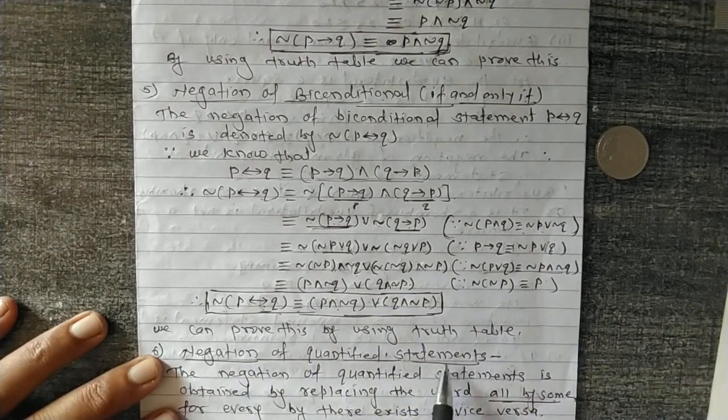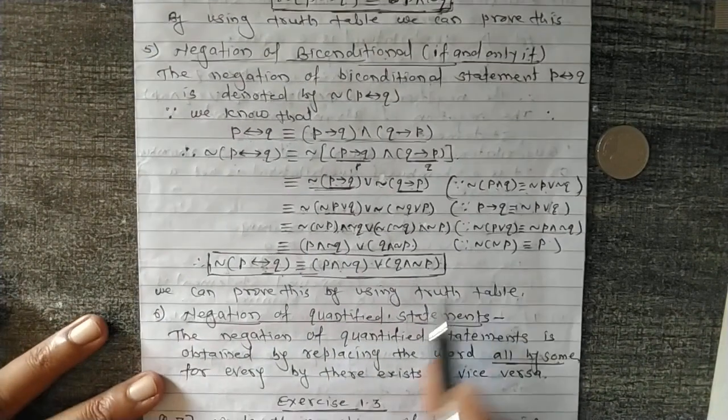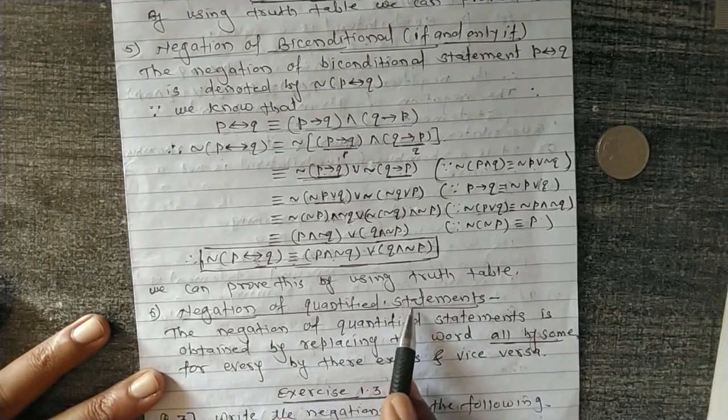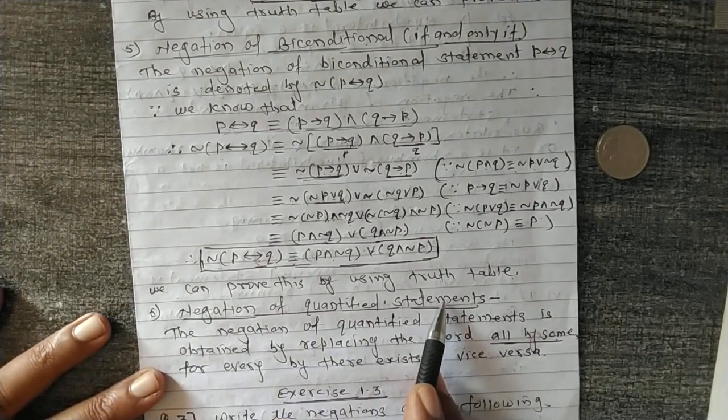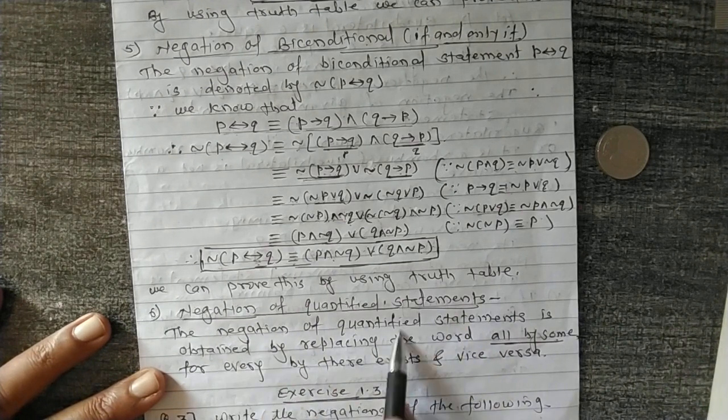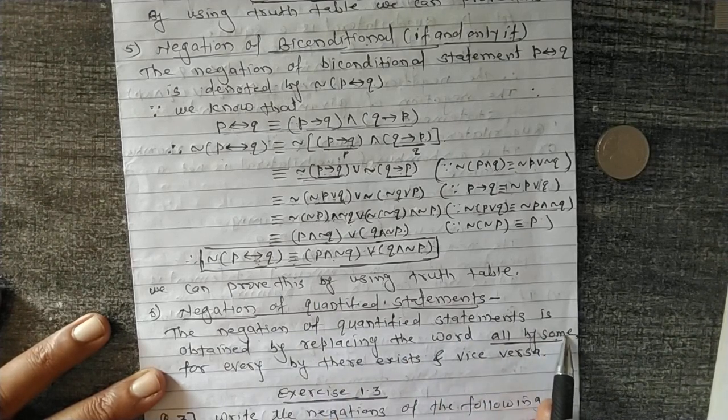Now the negation of quantified statements, we already saw in the quantified statements. Now how can we find their negations? The negation of quantified statements is obtained by replacing the word, if the given statement is in verbal form, then in this case the negation of quantified statements is obtained by replacing the word all by some, for every by there exists, and vice versa.